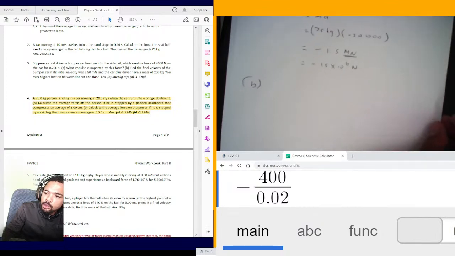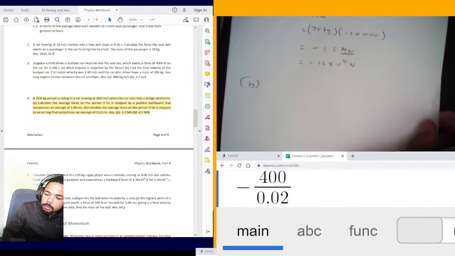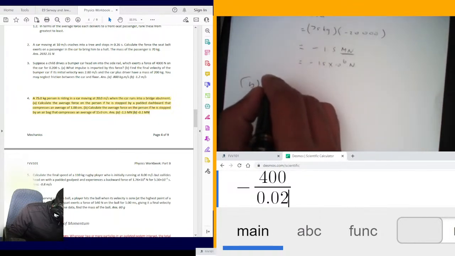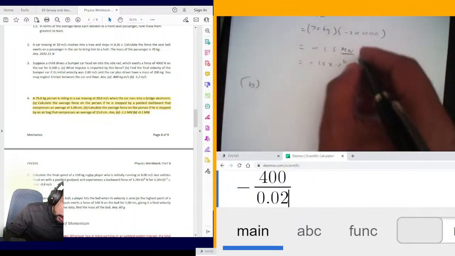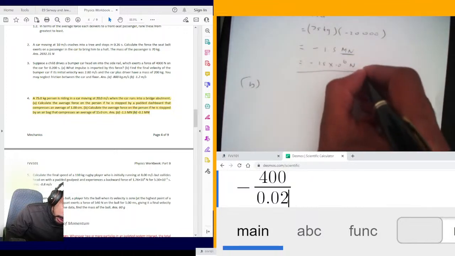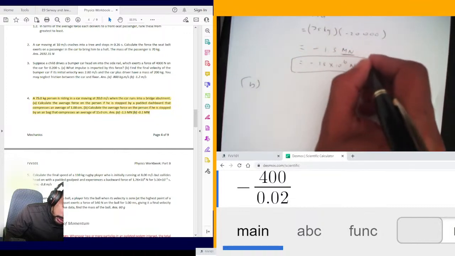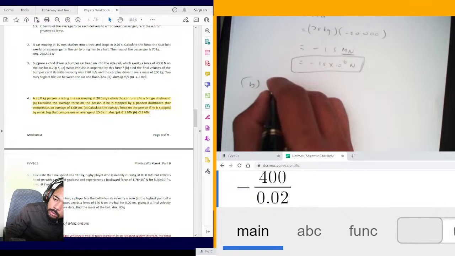For B, they ask us to calculate the average force on the person if he is stopped by an airbag that compresses an average of 15 centimeters. Okay, so the average force on the person if he is stopped by an airbag. So this is the force if he is stopped by the dashboard, 1.5 meganewtons. And if he's stopped by the airbag, let's see how much force is on him.